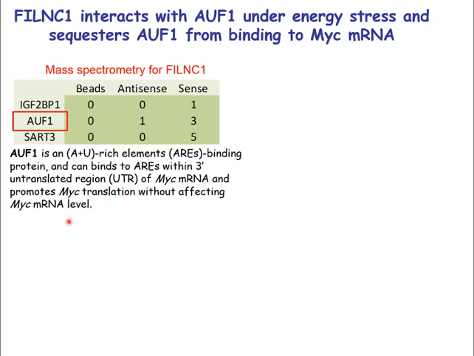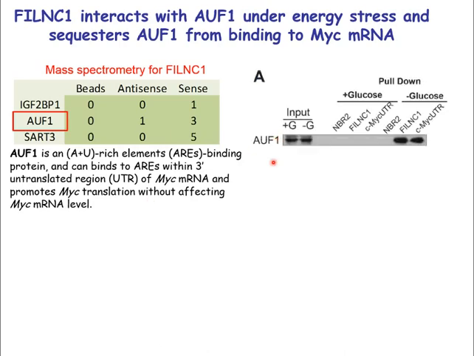So this is consistent with the FLINK1 function as we just found, right? So we thought maybe FLINK1 binds to AF1 and regulates MYC function. This just shows that we indeed see an interaction between FLINK1 and AF1 protein. And again, this is a very striking glucose starvation-induced interaction between the FLINK1 non-coding RNA and AF1 protein.